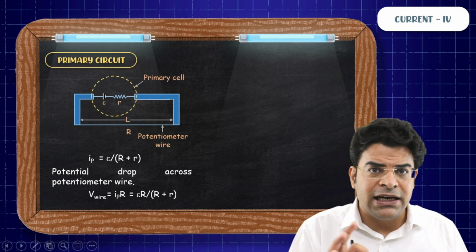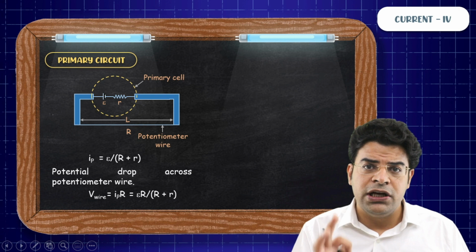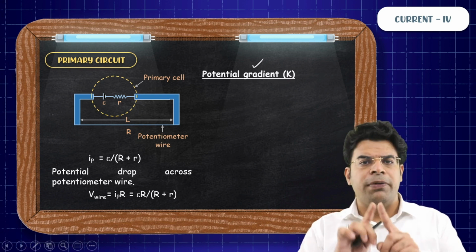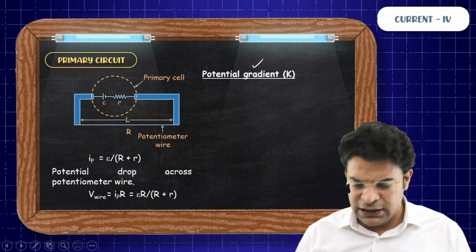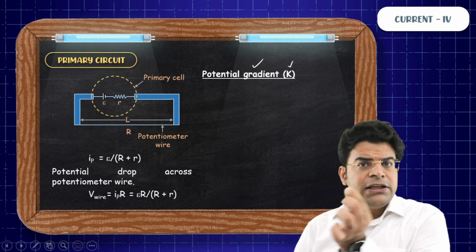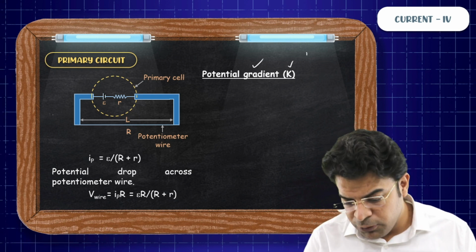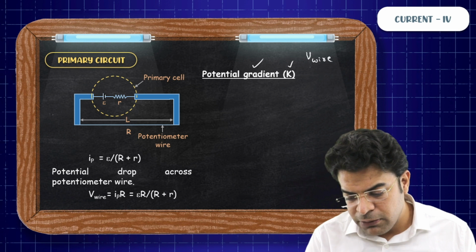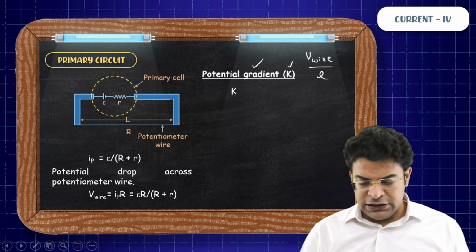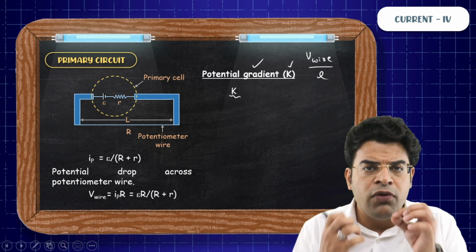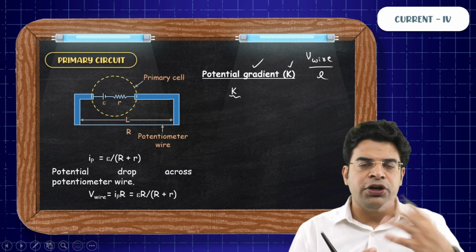We are interested in something called potential gradient, or potential drop per unit length. So we will say that the potential gradient developed in this wire has to be nothing but the potential drop across the wire divided by the length of the wire. What is the meaning of gradient? The change per unit length.